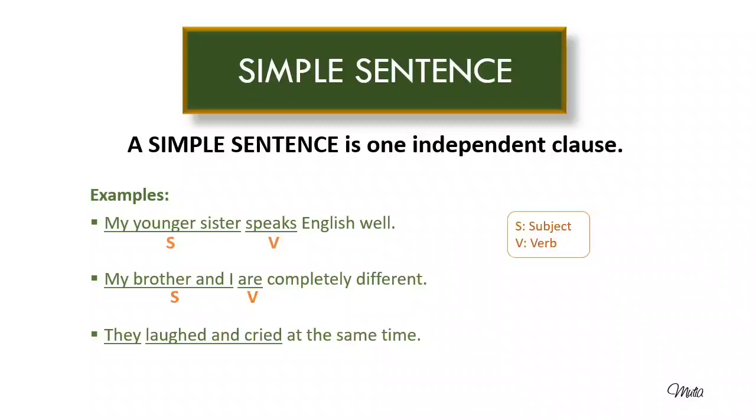The third, they laughed and cried at the same time. In this sentence, they is the subject, laughed and cried is the verb. The sentences have one pair of subject and verb, so we call them simple sentences.